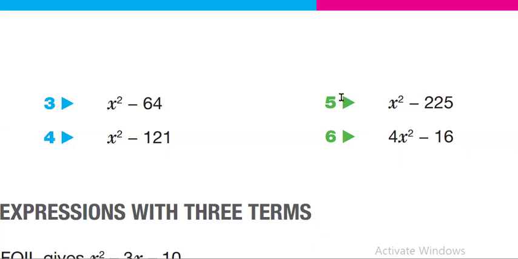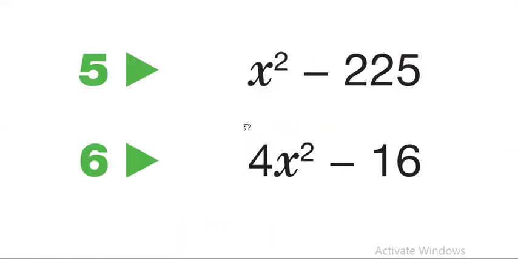Now here we have question 5 and question 6. Two elements. These ones, they have nothing in common. So which method are we going to use? Very good. We're going to use the double bracket method. And here we have two terms. They have something in common. So we're going to use the breaking down the element factorizing. Now let's see how to answer this.